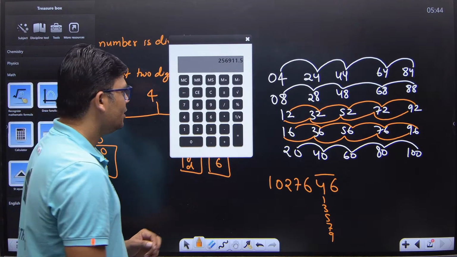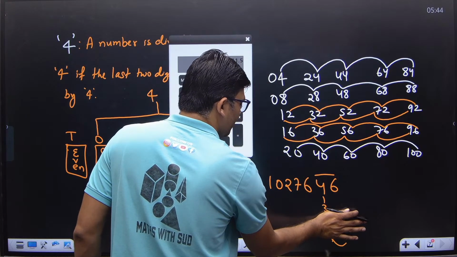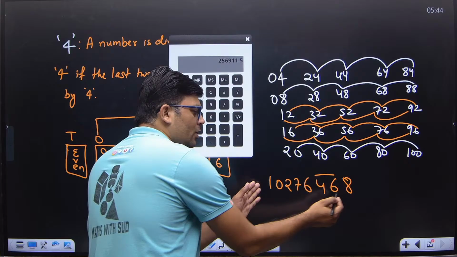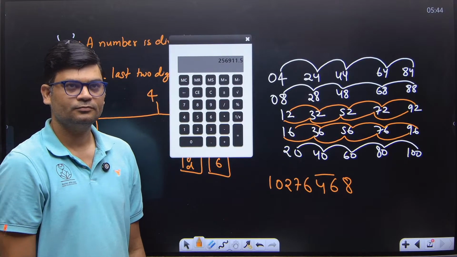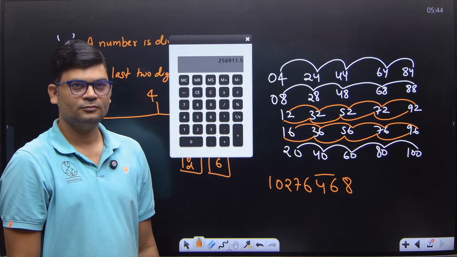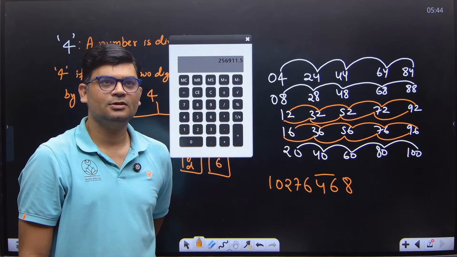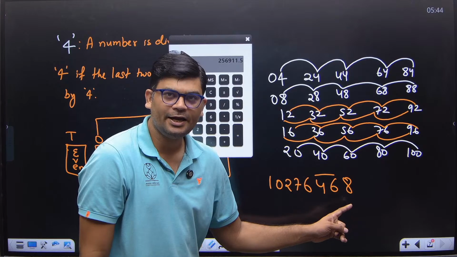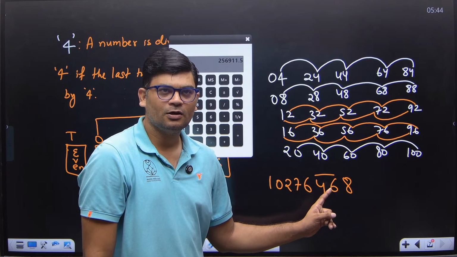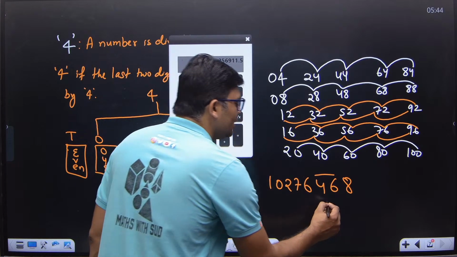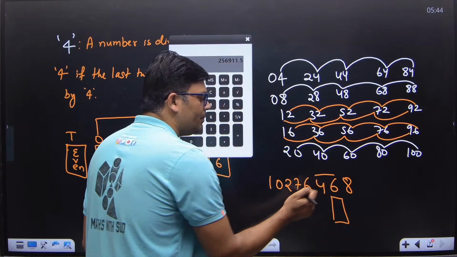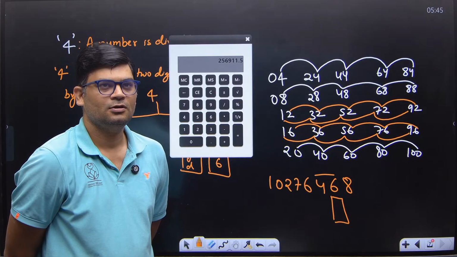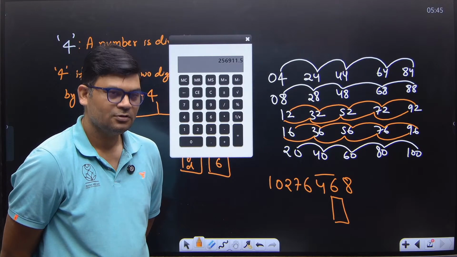Okay. Again I am asking you. Tell me, is the whole number divisible by 4? Check the last digit. What is the last digit? Yes, because the last digit is 8 and the previous digit has to be an even number. Can you tell me what other digits are allowed so that I can replace this 6 and it is still divisible by 4? Like 4, 6, 8.